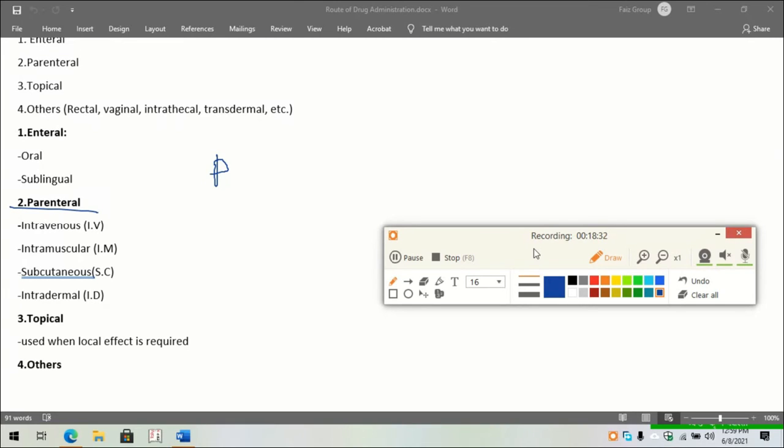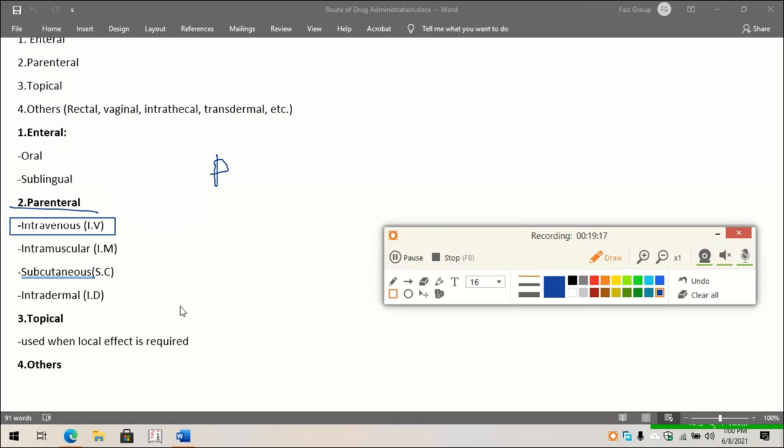The four major parenteral routes are intravascular, that is intravenous or intraarterial, intramuscular, subcutaneous, and intradermal. So let's discuss intravenous, that is IV. It is the most common parenteral route. It is used for drugs that are not absorbed orally, such as the neuromuscular blocker rocuronium. IV delivery permits a rapid effect and the maximum degree of control over the amount of drug delivered.